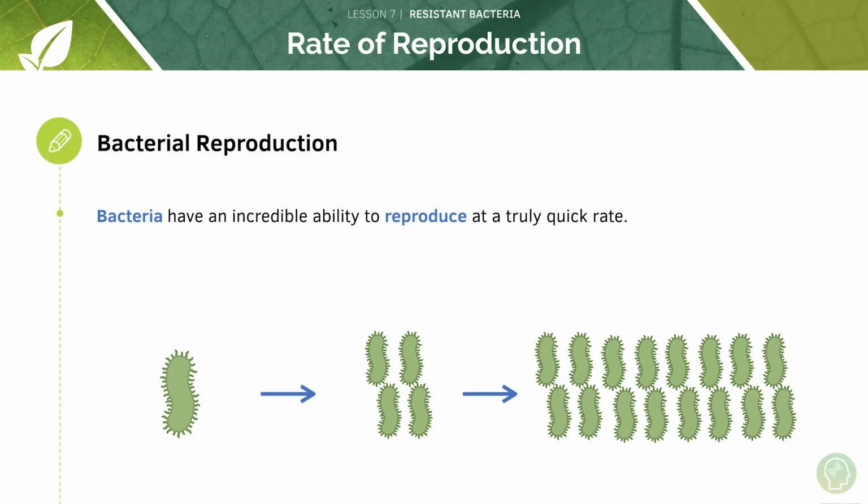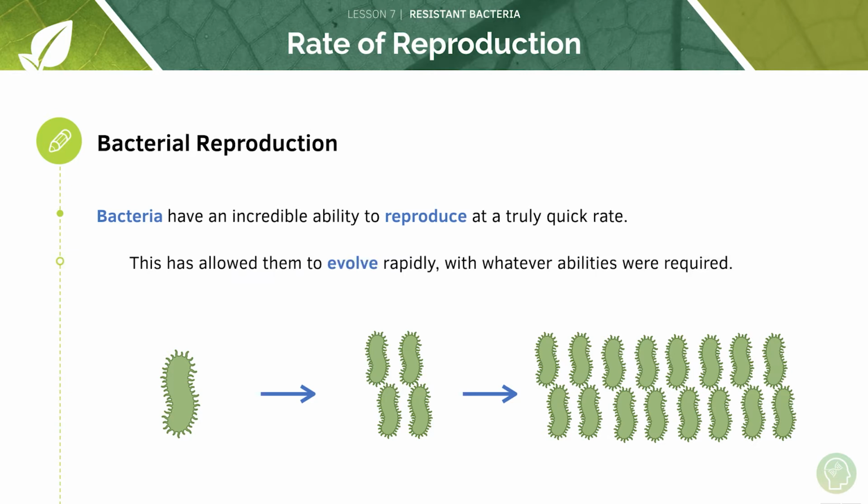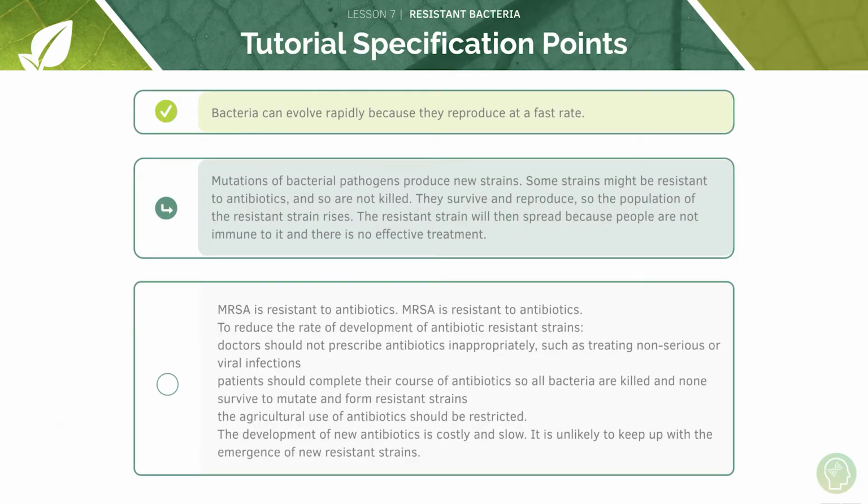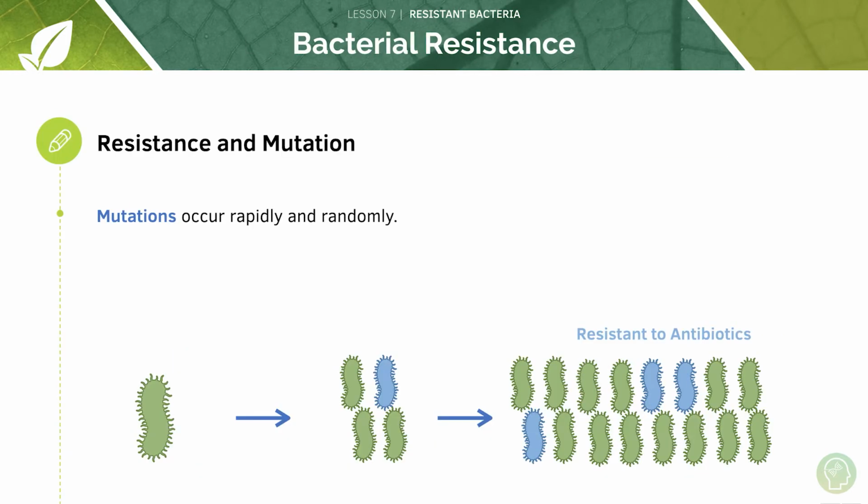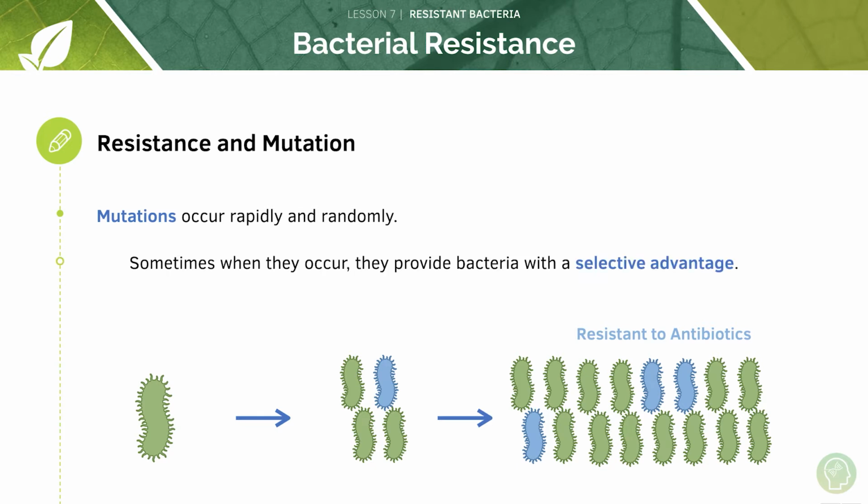So bacteria have an incredible ability to reproduce at a truly quick rate. This has allowed them to evolve rapidly with whatever abilities were required. So mutations occur rapidly and randomly. So sometimes when they occur, they provide bacteria with a selective advantage. So for example, you can see here that this bacteria, as it's reproducing, some of its offspring have a trait where they are resistant to antibiotics, so this is going to be a selective advantage.